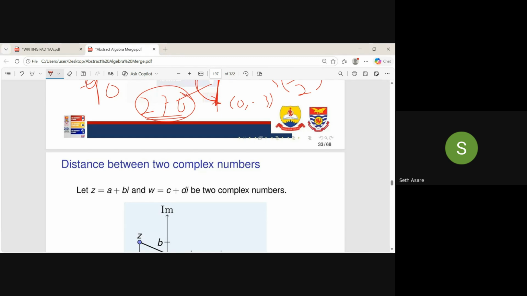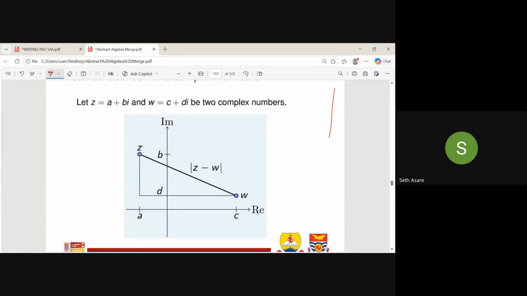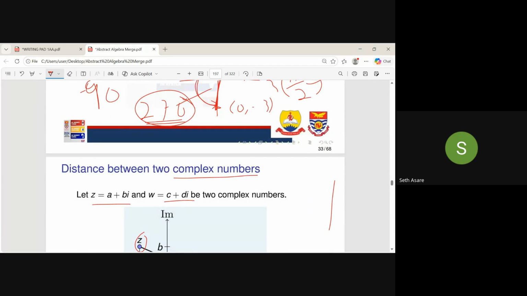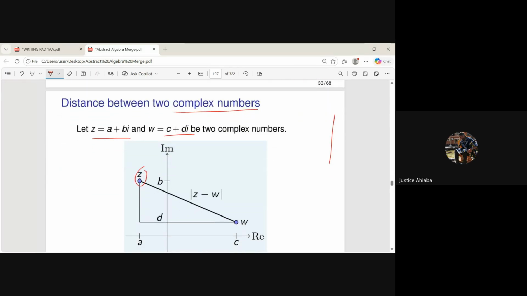All right. Now look at that. I have a complex number and another complex number, and I want to find the distance between them. Distance between two complex numbers. How do we go about it? How do you go about it?